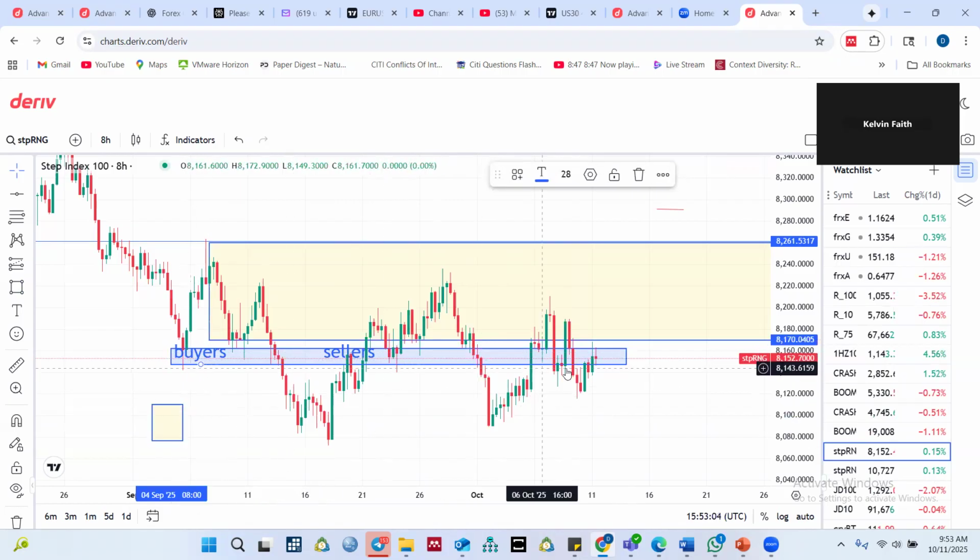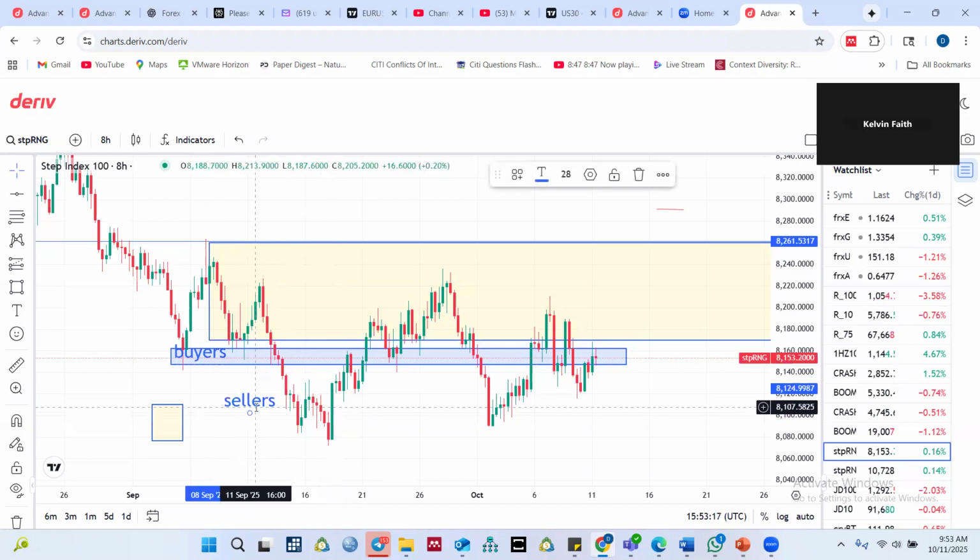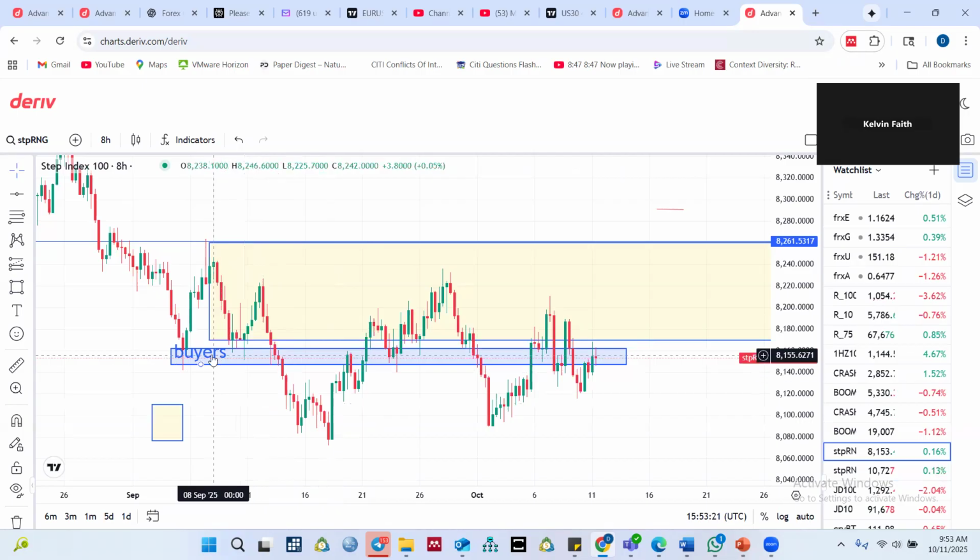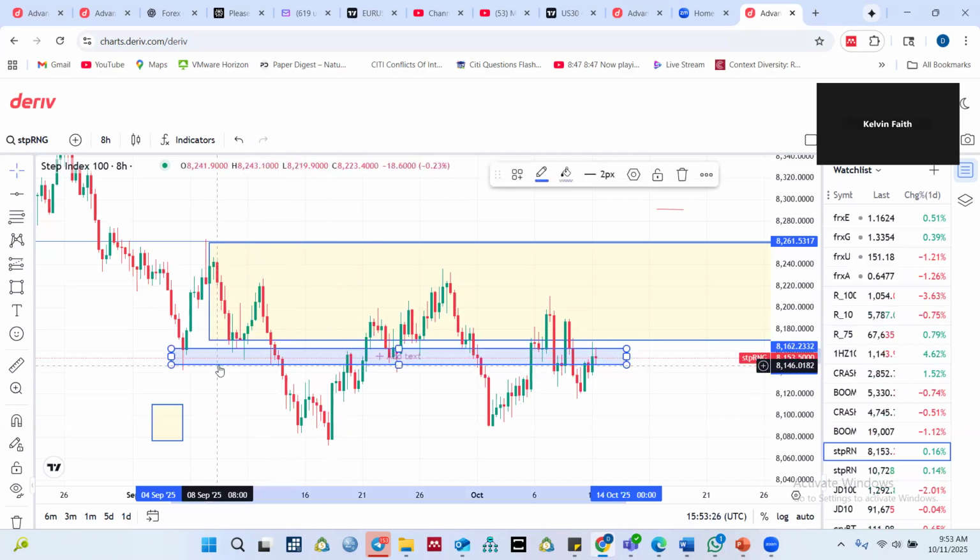It has been used, that zone, but the zone is too big for me. So I want something precise, and that's why I have framed this precision support. So we know buyers are here and sellers are waiting below them. That's what we know right now. So how do we frame this precision support within this zone? We want to use a line to represent that.